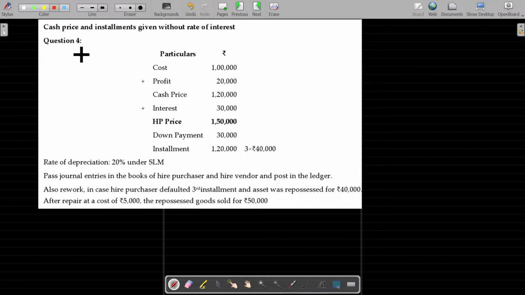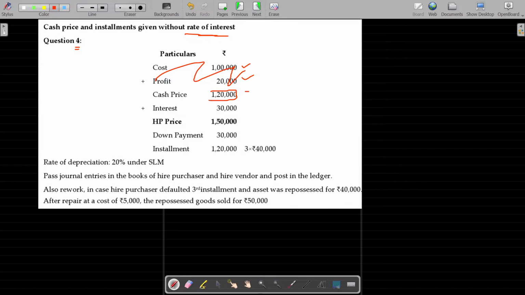Question number 4. Cash price and installments given without rate of interest. Cost price, profit, cash price இது நமக்கு தேவையில்லை. Cash price தான் தேவை.